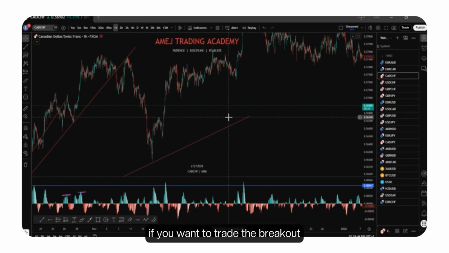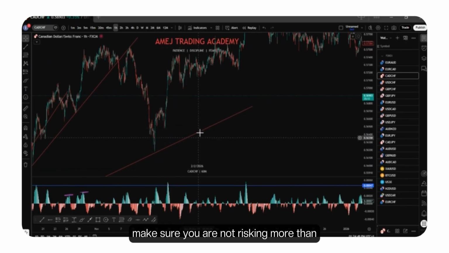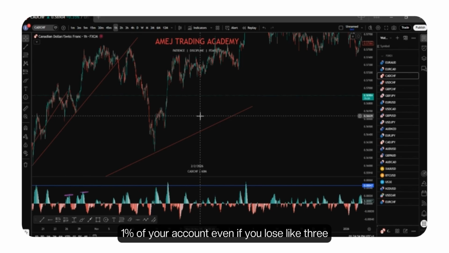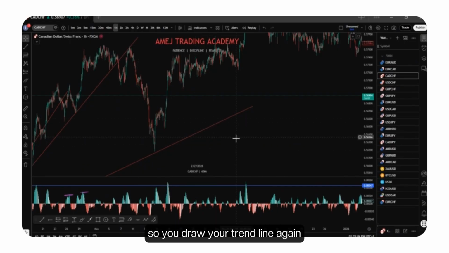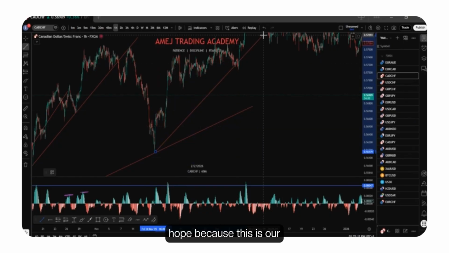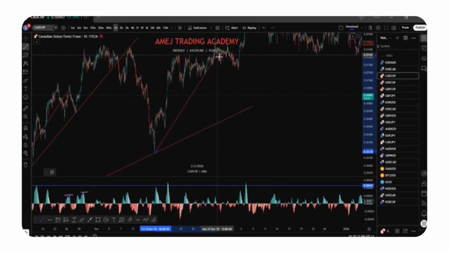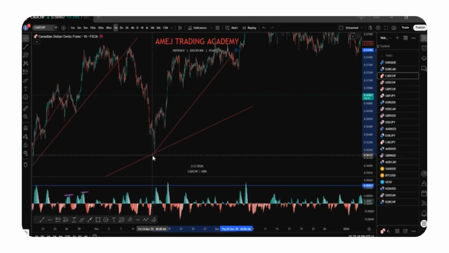The moment the market breaks here, if you want to trade the breakout, you go for it and you set your stop loss. Make sure you are not risking more than 1% of your account. Even if you lose like 3, 4, 10 times, you are still in the market. So you draw your trend line again from here up, because this is our new up move.